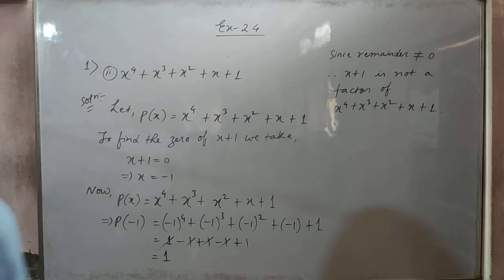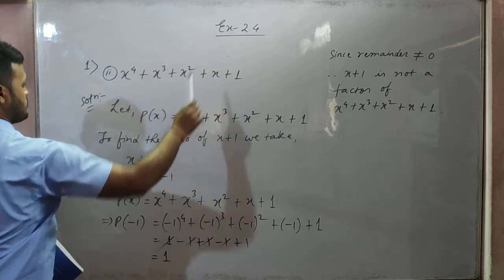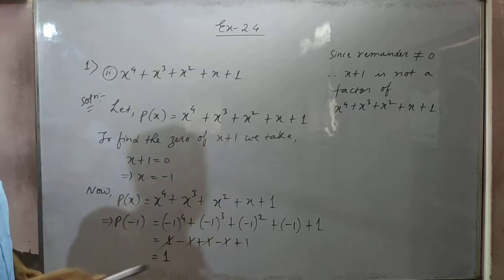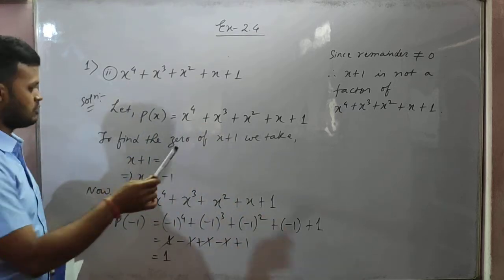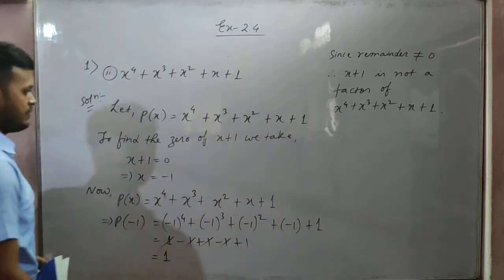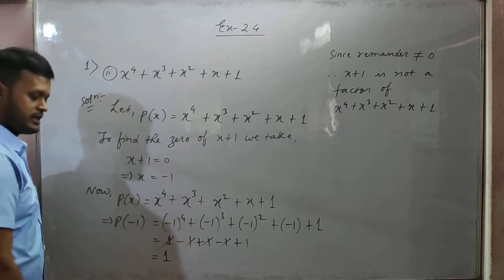So students, x to the power 4 plus x cube plus x square plus x plus 1. We have to check whether x plus 1 is a factor of this polynomial. So let p(x) is equal to x to the power 4 plus x cube plus x square plus x plus 1. To find the 0 of x plus 1, we take x plus 1 is equal to 0. So x is equal to minus 1.